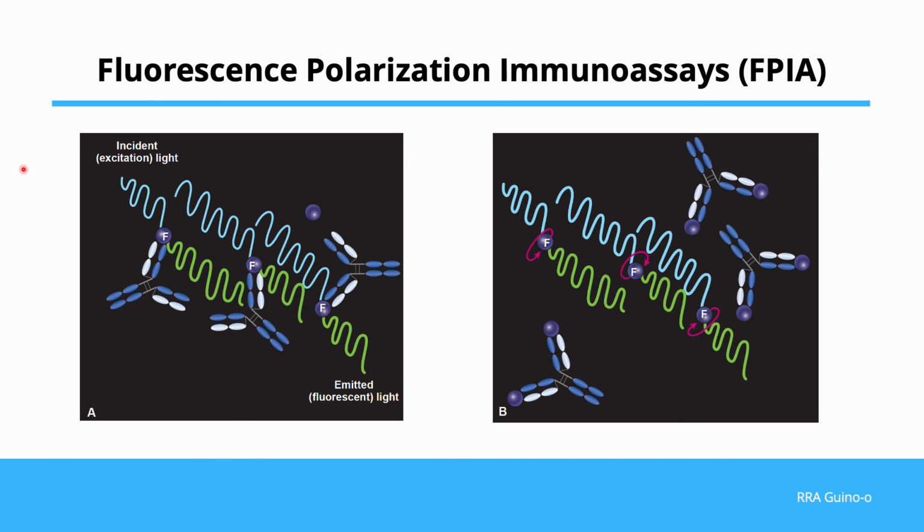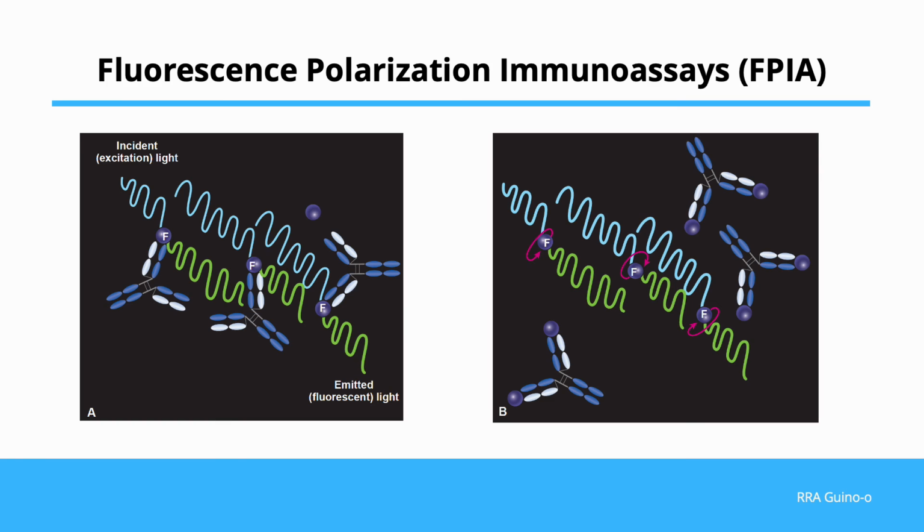This figure shows how fluorescence polarization immunoassays work. Here you can see that if your patient has very little target antibody, a lot of labeled antigens are captured by your antibodies. And when these labeled antigens are excited by polarized light, they also produce fluorescence that is also polarized. And this is detected by a special detector.